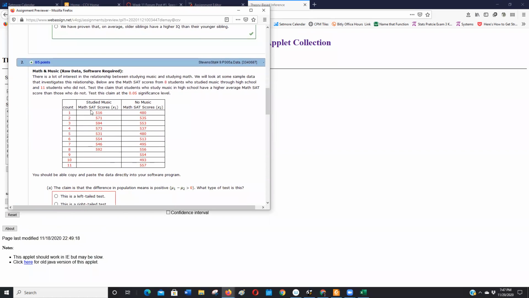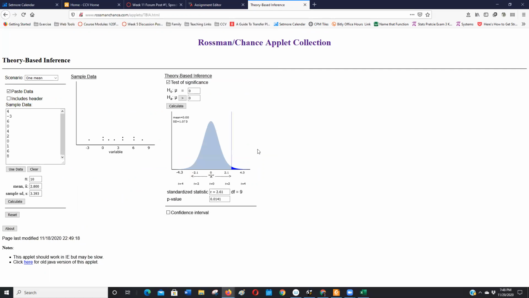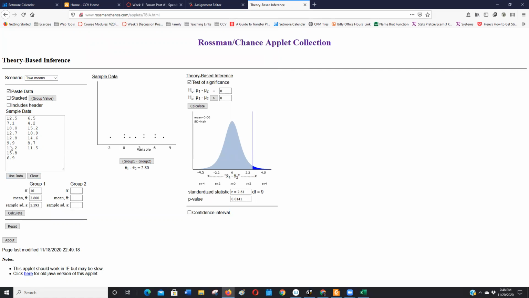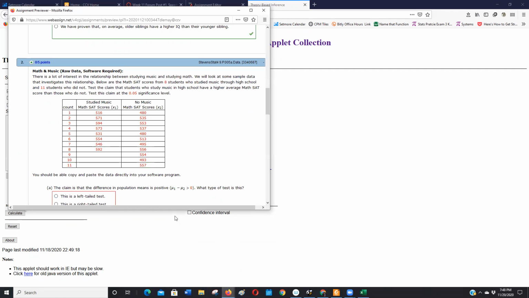So you like this one. See those people that studied music and their SAT score, and those who didn't study music and their SAT score. These are independent. They aren't the same people, right? So if they were the same people, they'd be an equal amount. Okay, so that's a 2 sample t-test. In Rossman Chance, you do 2 means, and we have data, so we'll clear the data out. I think I would do an intermediate step. I wouldn't paste this directly from WebAssign. So you'd have to select this and copy it into a spreadsheet, then just select those 2 columns.